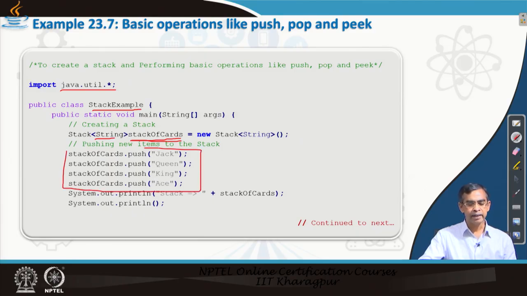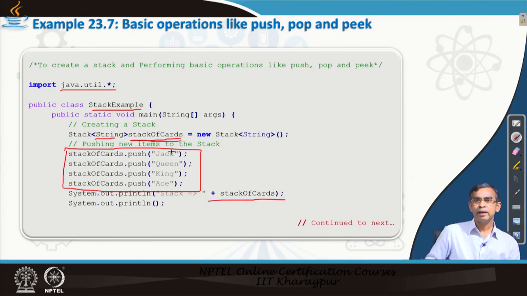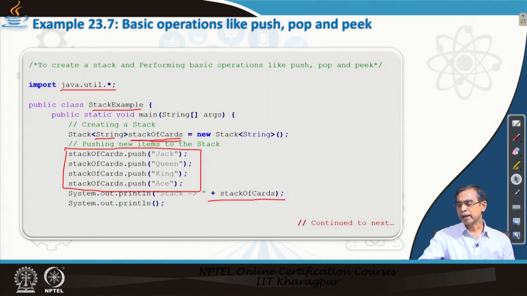Basically different elements are added into the stack. Then there is a printing operation. So in this part of the code, what we have done is created a stack of string objects and added some objects into this stack, and then we print the stack object to see in which order they have been added. We have already learned about these things.